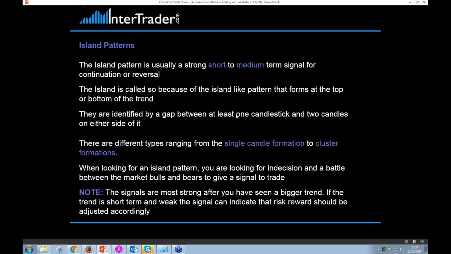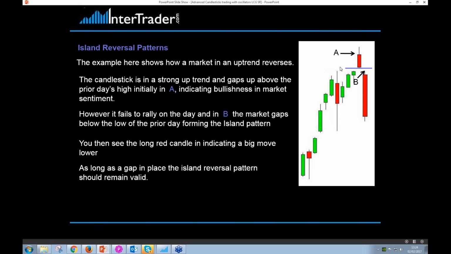So what I'll move on to is island patterns. These are short to medium signals, again, which include gaps. Now, gaps are much more important when it comes to figuring out candlesticks. So what we see here is the market moving up, and the individual candlesticks, again, we see a lot more green than red. The red shows indecision, long wicks show markets making a decision on what's going to happen.